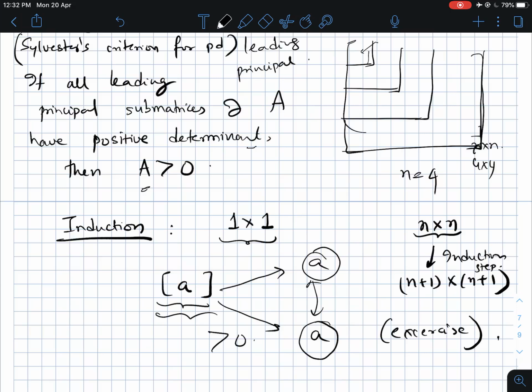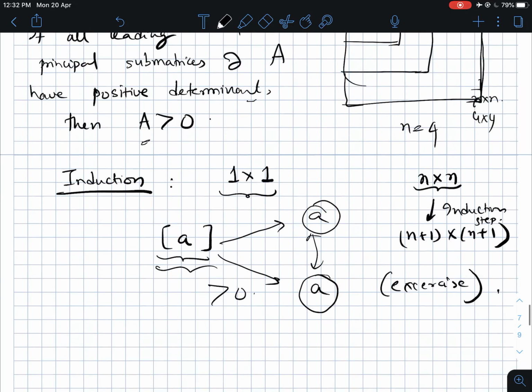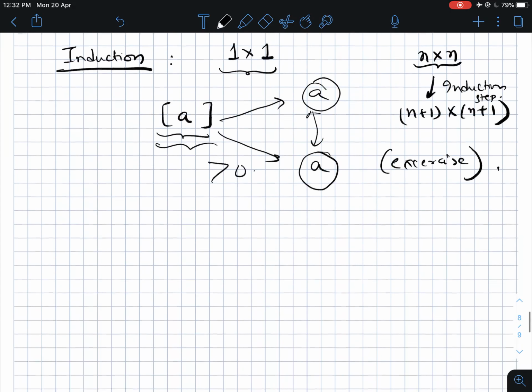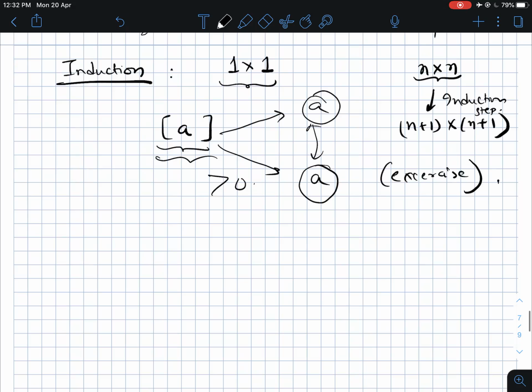Fine. So this statement is definitely true for 1 cross 1 matrices, because if the determinant is positive, then the 1 cross 1 entry itself is positive, which means the matrix is positive definite. Let's assume it is true for n cross n, and try to prove it for n plus 1 cross n plus 1. So how do we do that? You have a matrix M, let's say, that is big, meaning it's n plus 1 cross n plus 1.